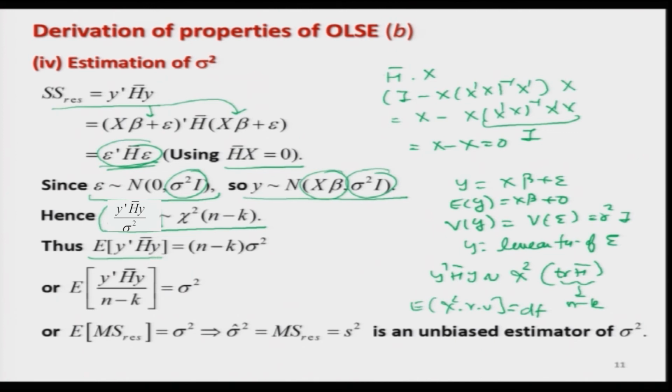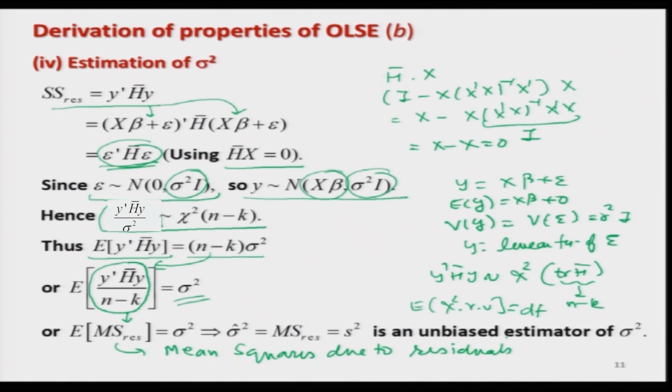So, the expected value of y transpose h bar y upon sigma square will be n minus k, and if you bring this n minus k factor across, then you get y transpose h bar y upon n minus k, whose expectation is equal to sigma square. This quantity, y transpose h bar y upon n minus k, is indicated by MS res, which you will see when we conduct the test of hypothesis. Then I will introduce this quantity. Actually, this MS res means mean squares, because I am going to use it, so I am just introducing it here. So, this is the mean squares due to residuals.